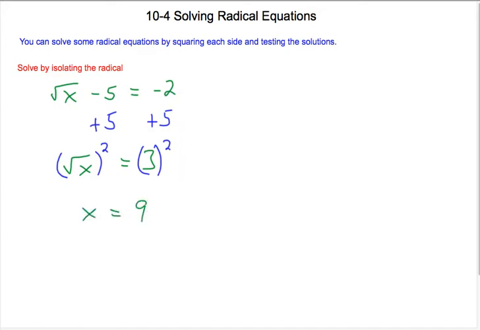And now we can check that by plugging it back in. So positive square root of 9 minus 5 equals negative 2. So 3 minus 5 equals negative 2. So check, x equals 9 is the correct answer.